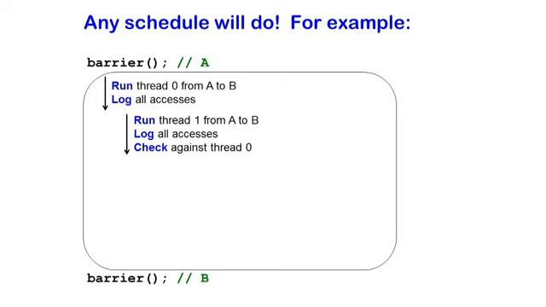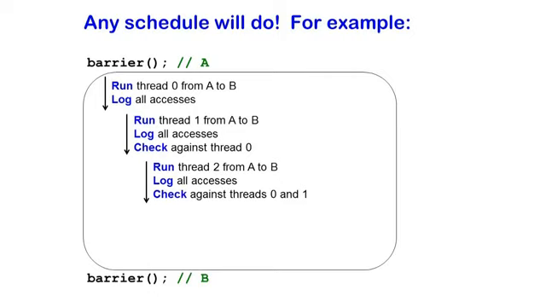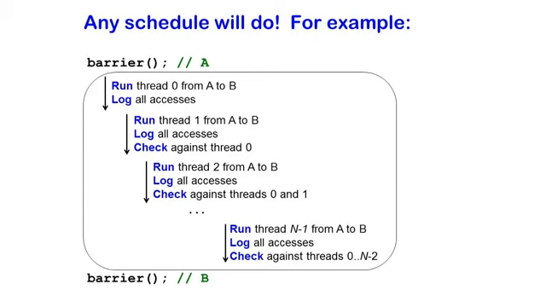Okay? And similarly, if thread 0 has done a read, we can check that thread 1 doesn't write there. Then we can run thread 2 from A to B. We can log all thread 2's accesses, and we can check those against both thread 0 and thread 1. And we can continue this process, and finally we can run the last thread n-1 from A to B. We can log all the accesses it makes, and we can check that they don't interfere with any of the accesses made by preceding threads.